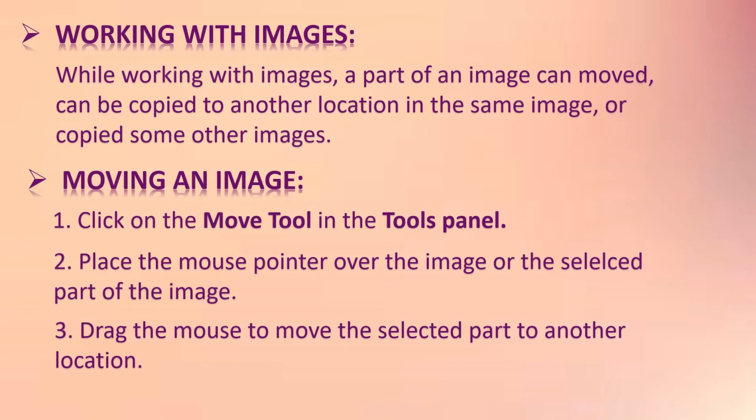Working with images. Moving an image. To move the image from one location to another location, the steps are: click on the Move tool in the Tools panel. Place the mouse pointer over the image or the selected part of the image. Drag the mouse to move the selected part to another location. If you do this without selecting any area, the entire image will move.